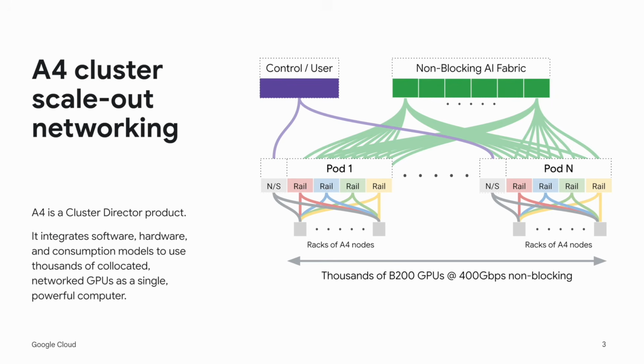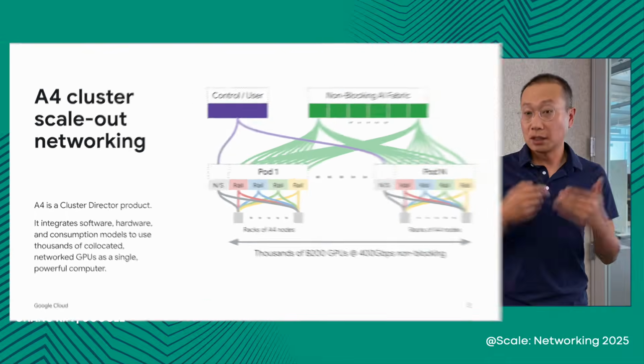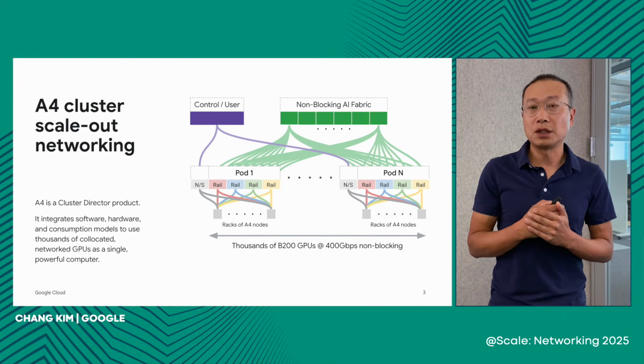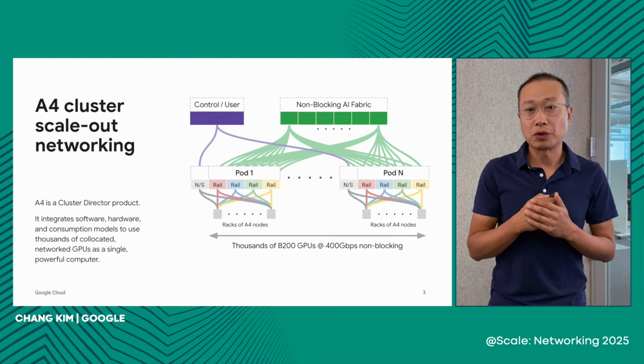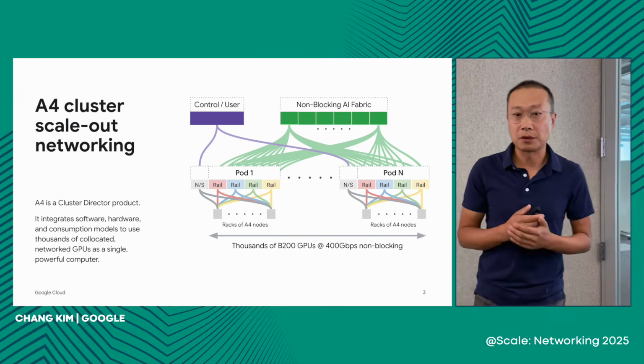As you can see here, we are building pods of A4 machines, and these machines are connected to two different types of networks. The purple portion is the regular data center network, and the green portion is the GPU network, the one that I mentioned as a separate dedicated network. It's a rail-aligned, optimized AI fabric. And this whole cluster is offered through the Cluster Director capability, which essentially offers the illusion of one big supercomputer for our customers.